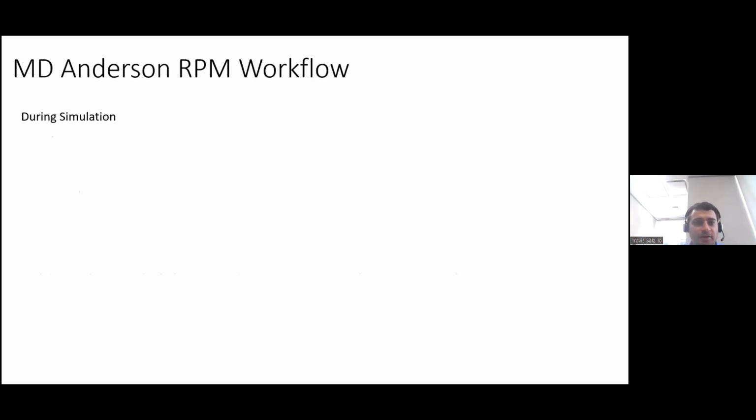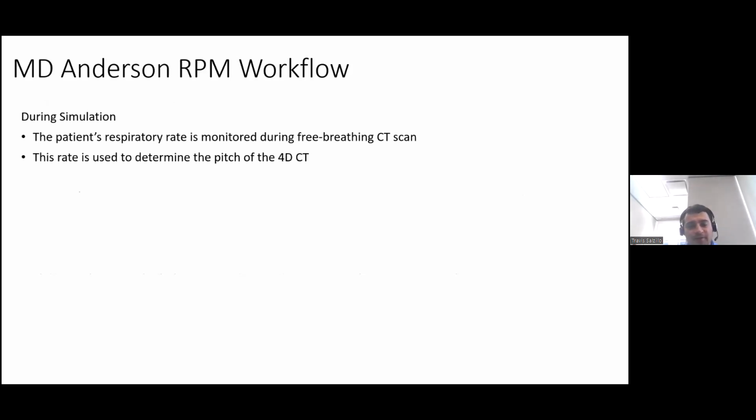So just kind of as an overview of what we do with our workflow at MD Anderson. We monitor the respiratory rate using the Philips bellows, that waistband, during the free breathing scan. And based off this respiratory rate, we determine the pitch of our 4D CT, that pitch being how fast the table moves when the beam is on. For slower respiratory rates, you have to slow the table down. Otherwise, you risk missing some of those bins throughout the 4D CT.